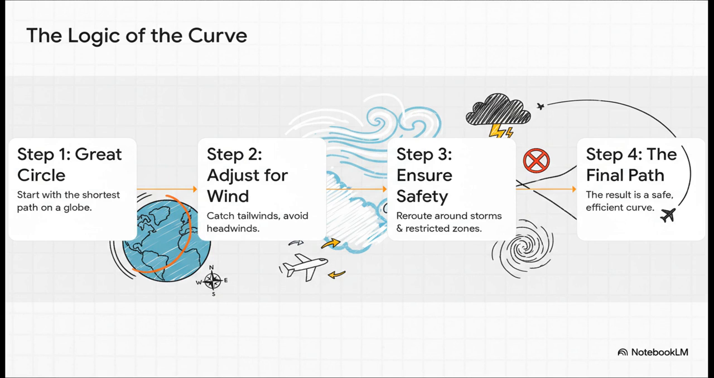So let's put it all together. The logic behind that curve is actually pretty simple when you break it down. Step 1, you start with the shortest possible path on our spherical Earth, the Great Circle. Step 2, you tweak that path to ride helpful tailwinds and avoid headwinds. Step 3, you make your final reroutes to dodge any storms, turbulence, or restricted zones. And what are you left with? That beautiful, elegant, and super efficient curve you see on your flight tracker.